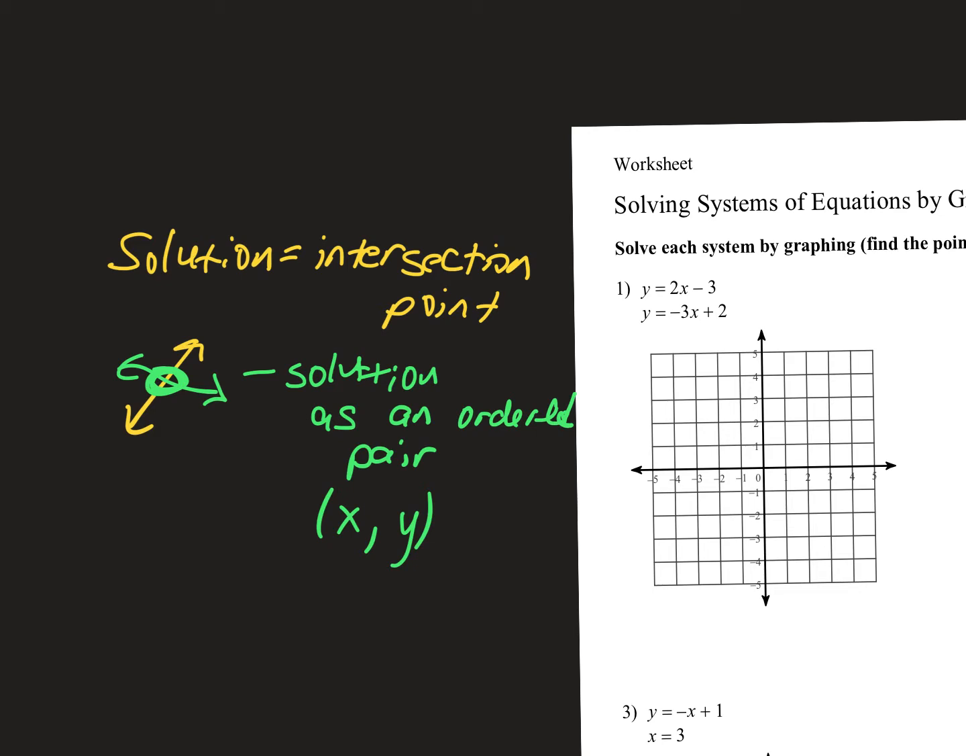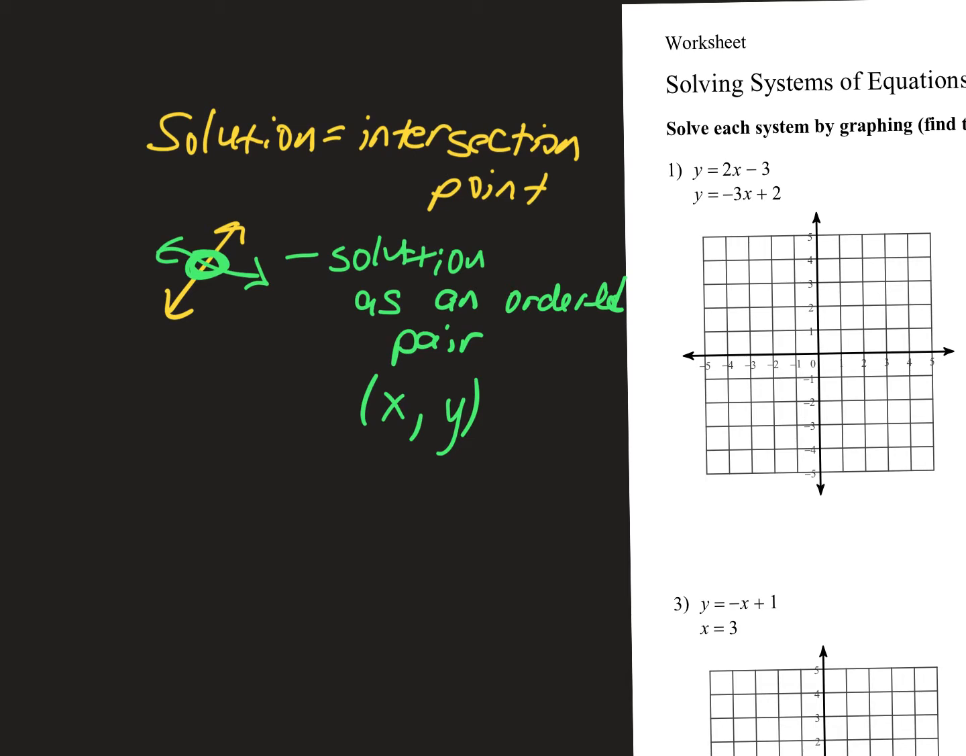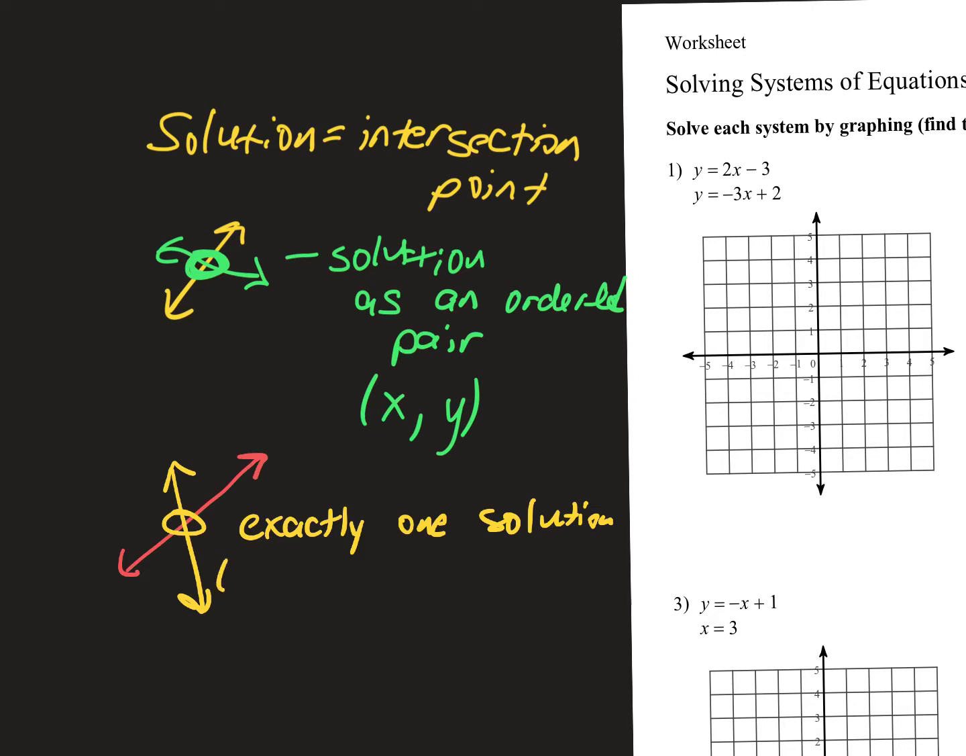Now, there are different kinds of solutions, and we're going to go through those. When you have two lines that intersect right here, that is their solution. You would say here that there's exactly one solution. What that means is you take that x and y and plug it into the system of equations, and it would make both equations true. Where they intersect, that is the solution.